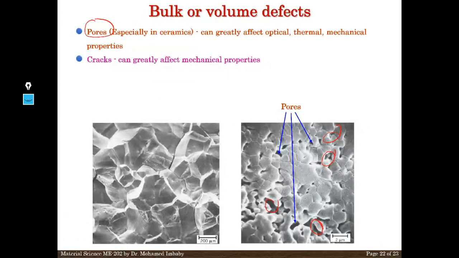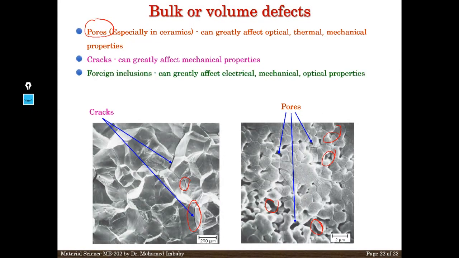If you look here, شايفين الجزء ده يا شباب؟ Do you see it or not? Yes. Okay, this is called cracks. And that crack, by the way, happens many times in ceramic materials.